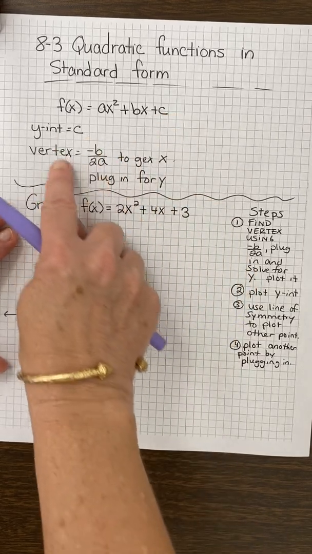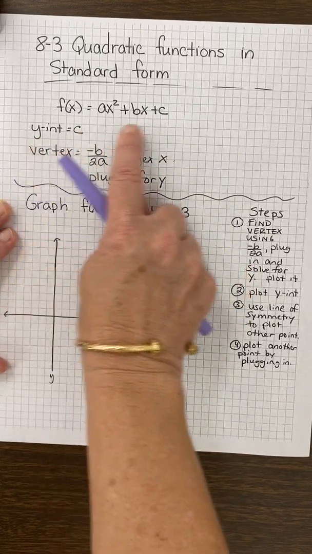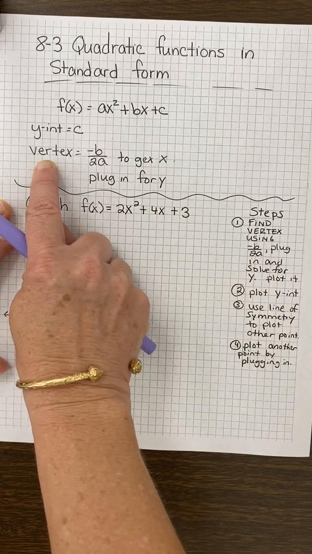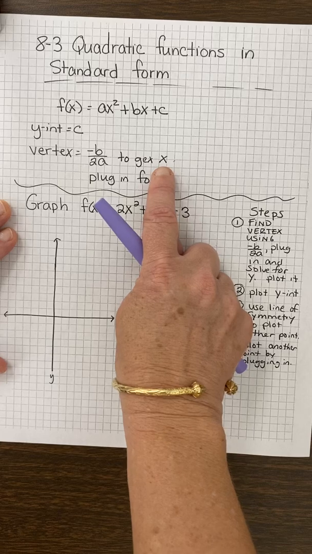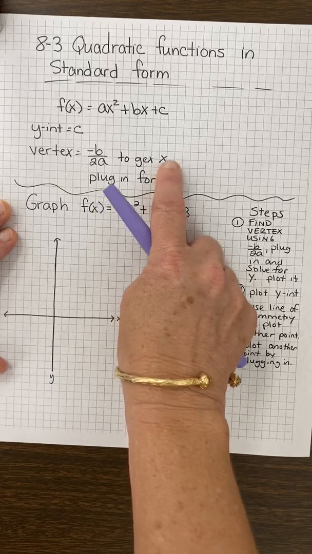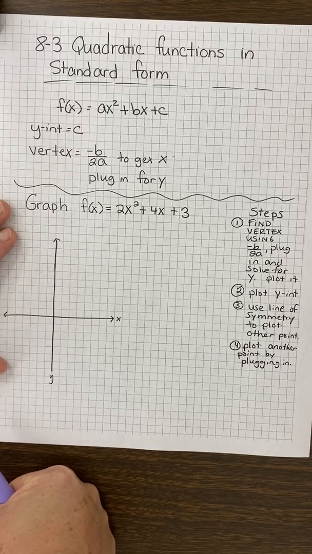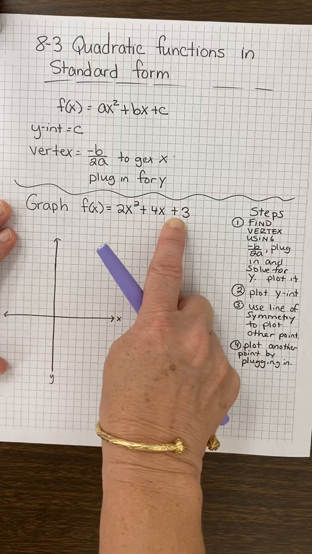So some key features that we can figure out when we look at standard form. The first one is the y-intercept is the c. And we can find the vertex by using this formula, negative b over 2a. That gets us the x value of the vertex, and then we plug that back in to get the y value. Okay, so I'm going to show you how to do that by this example. So graph f of x equals 2x squared plus 4x plus 3.